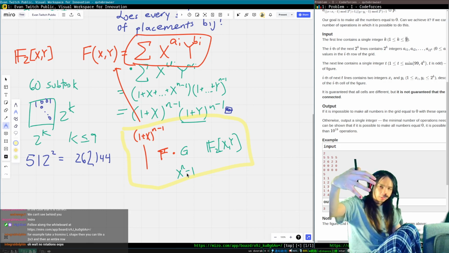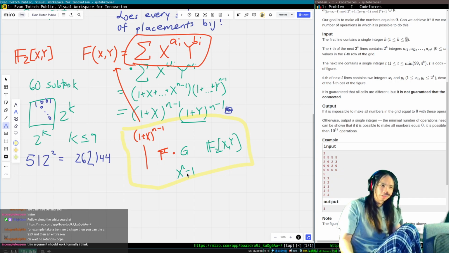And then... heck, we'll even just set y equals 1, all right? Take this equation, set y equals 1. Okay, take this relation, set y... Shoot, y is a power of 2. Oh, I don't want to do that.